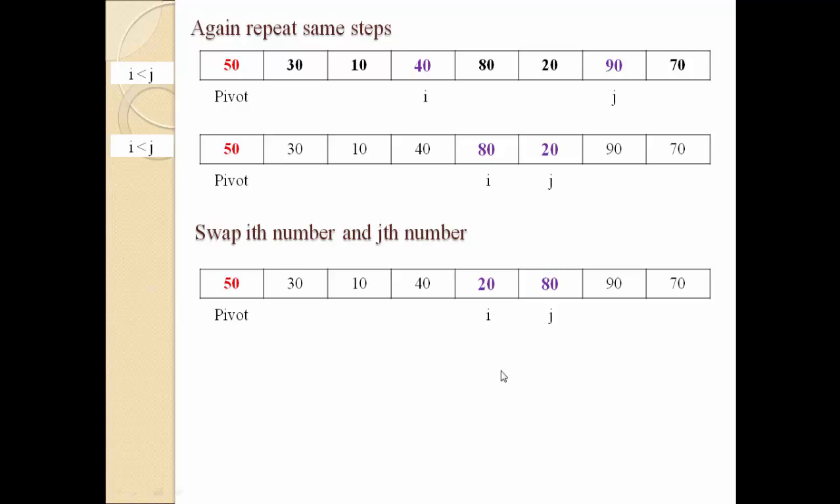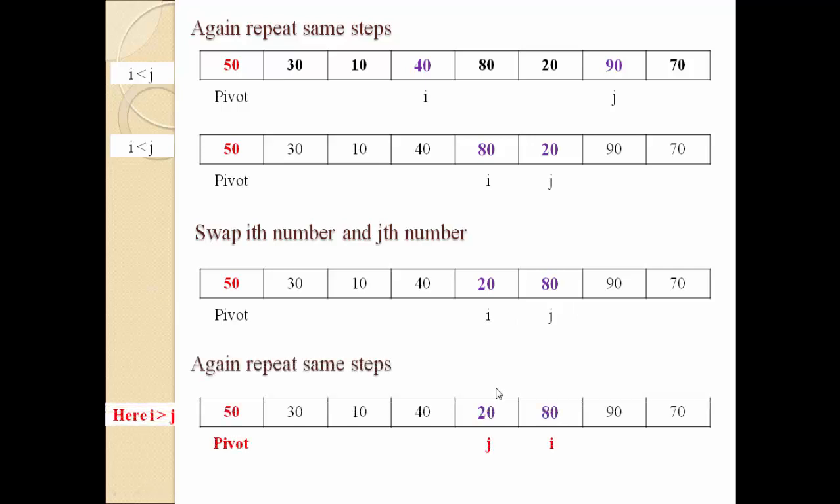Okay, again we have to follow the same steps. We have to increase the value of i and identify the value which is larger than 50. So our next value, 80, is larger than 50, so our next i will be here. And move from right to left, reduce the value of j and identify the number which is less than the pivot element. So the next value will be 20 and j will be here. So j is here and i is here. Now in this case the condition is false, i is not less than j. In this case i is greater than j, the condition is false.